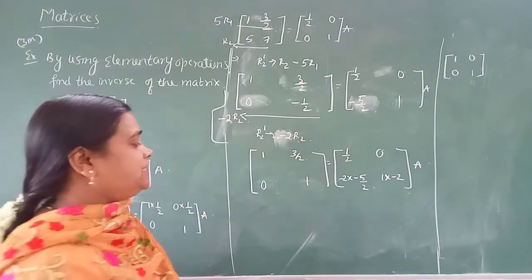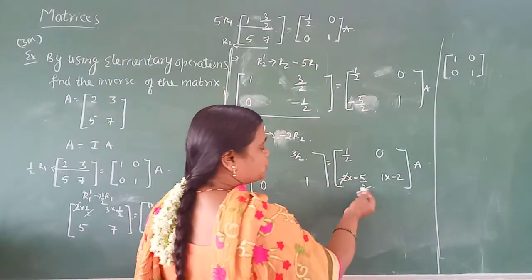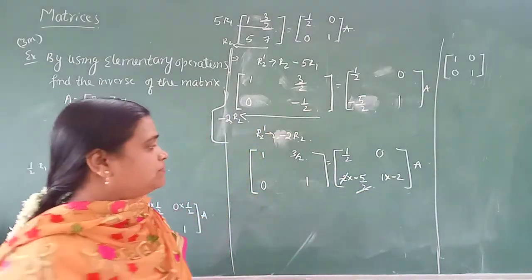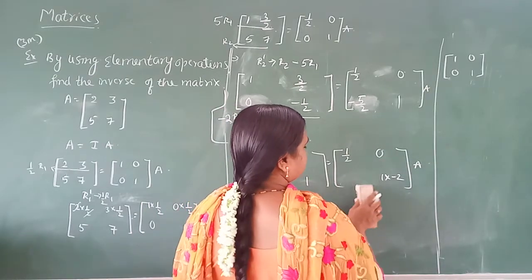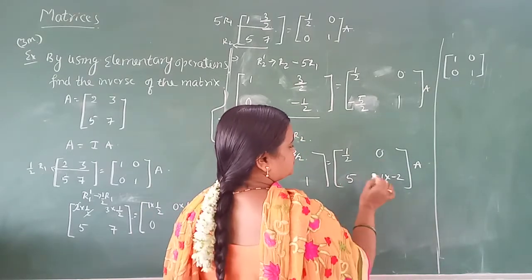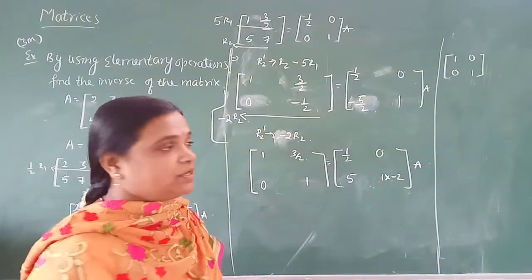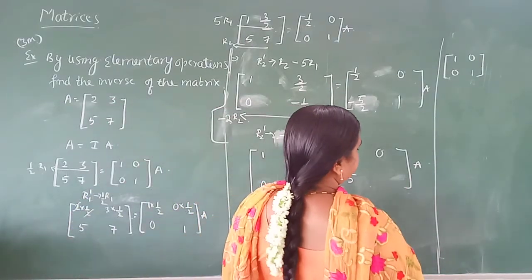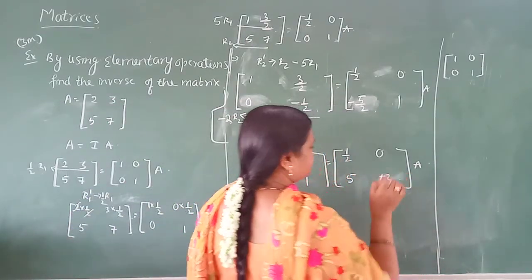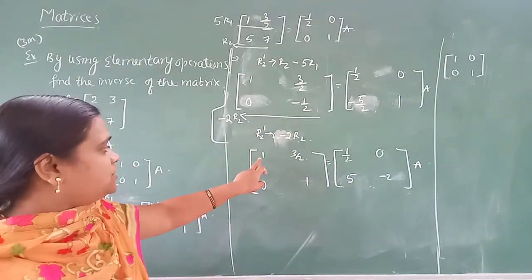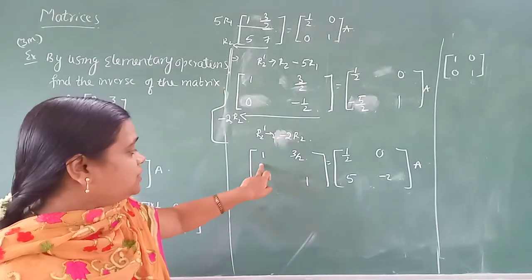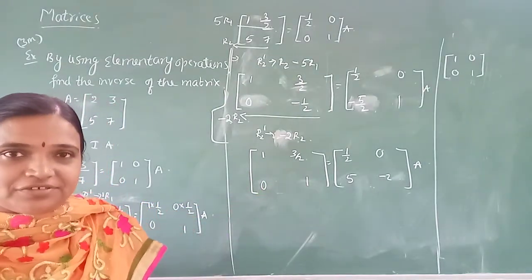And next, this 2 gets cancelled. Minus into minus, what will you get? It is plus, therefore it is plus 5. 1 into minus 2, what will you get? Minus 2. So here it is minus 2. Okay, it means we converted. See, 1, 1, 0, 1 finished.